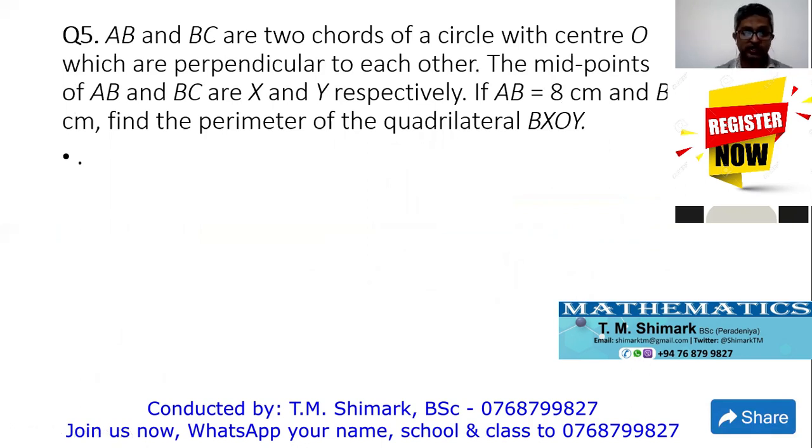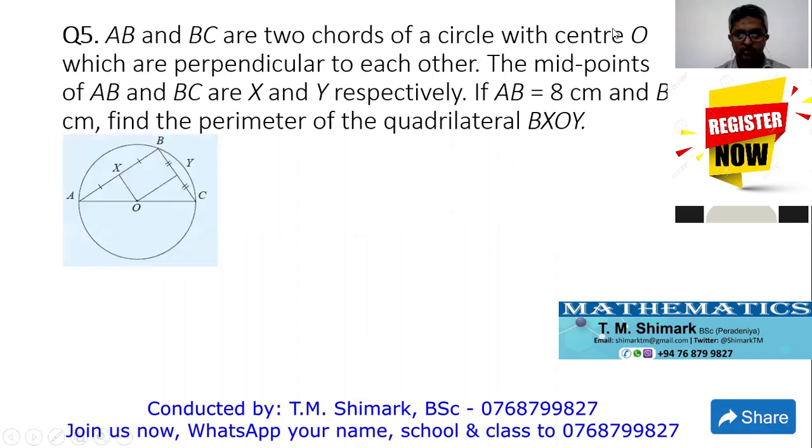It looks like as written. AB and BC are two chords of a circle with center O, which are perpendicular to each other. AB and BC are perpendicular to each other, right? The midpoints of AB and BC are X and Y respectively. If AB equals 8 centimeter and BC equals 6 centimeter, find the perimeter of the quadrilateral.